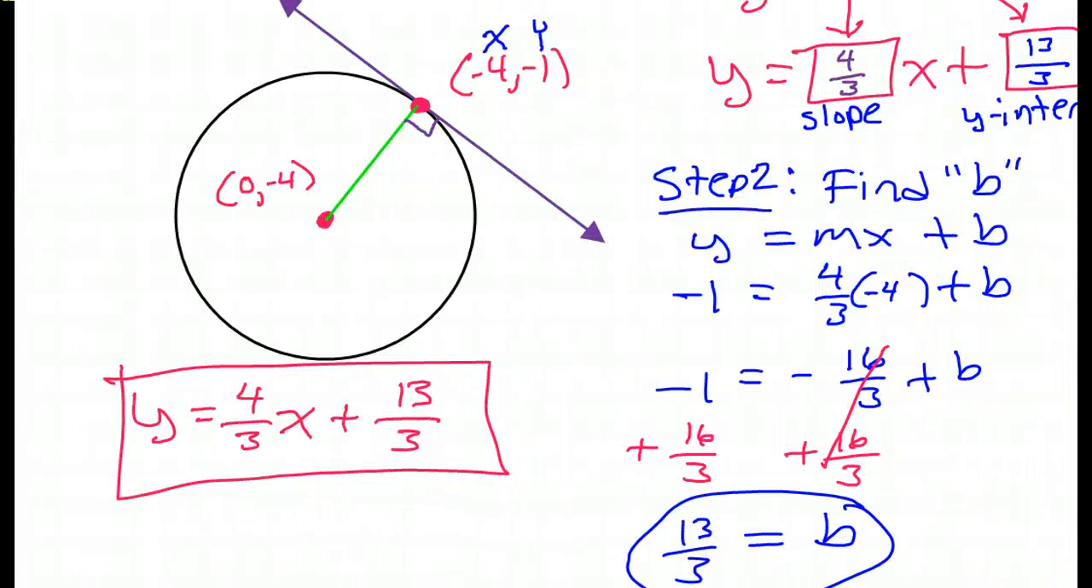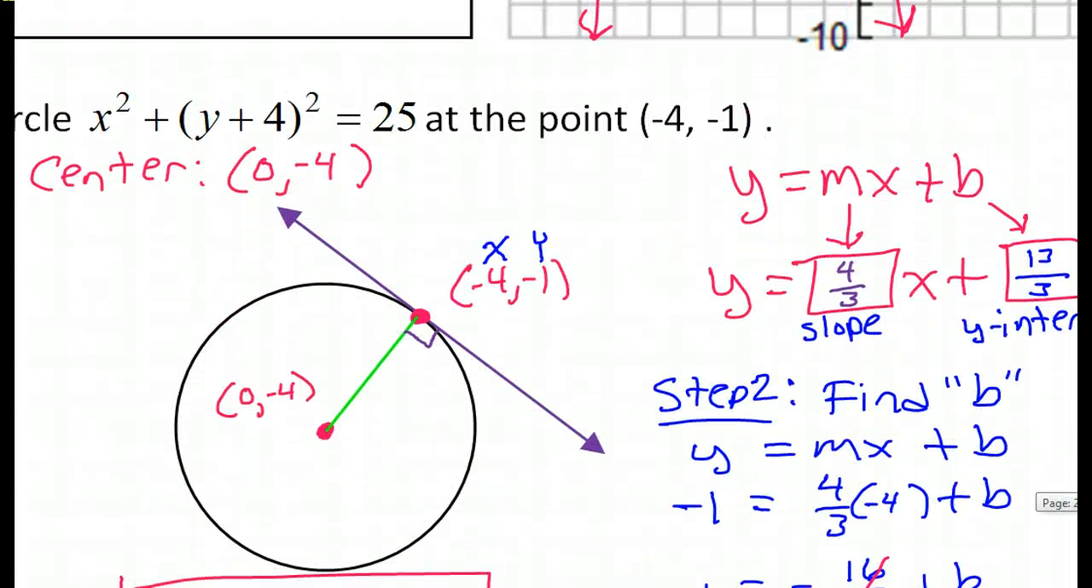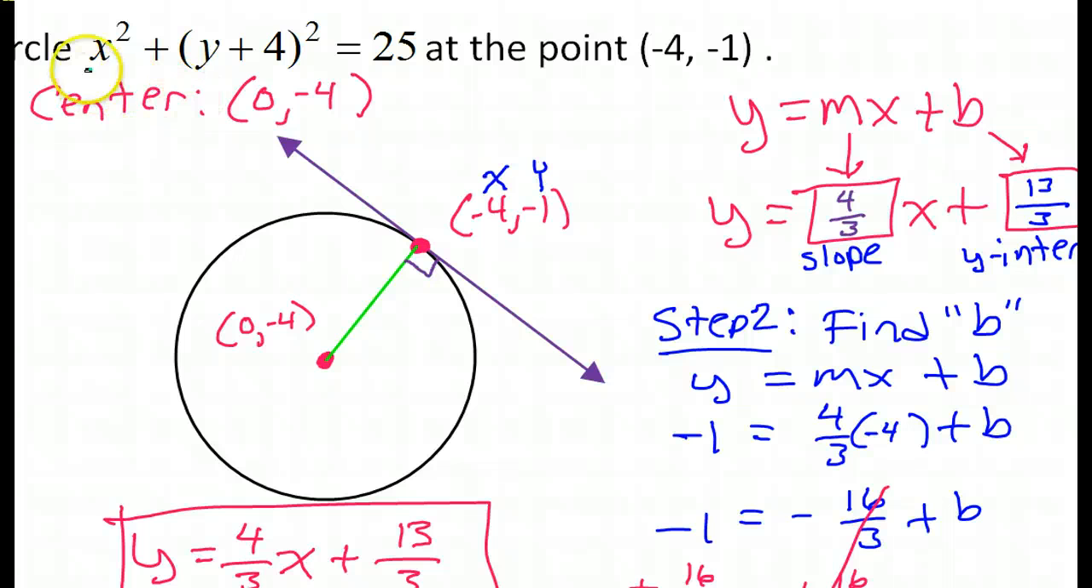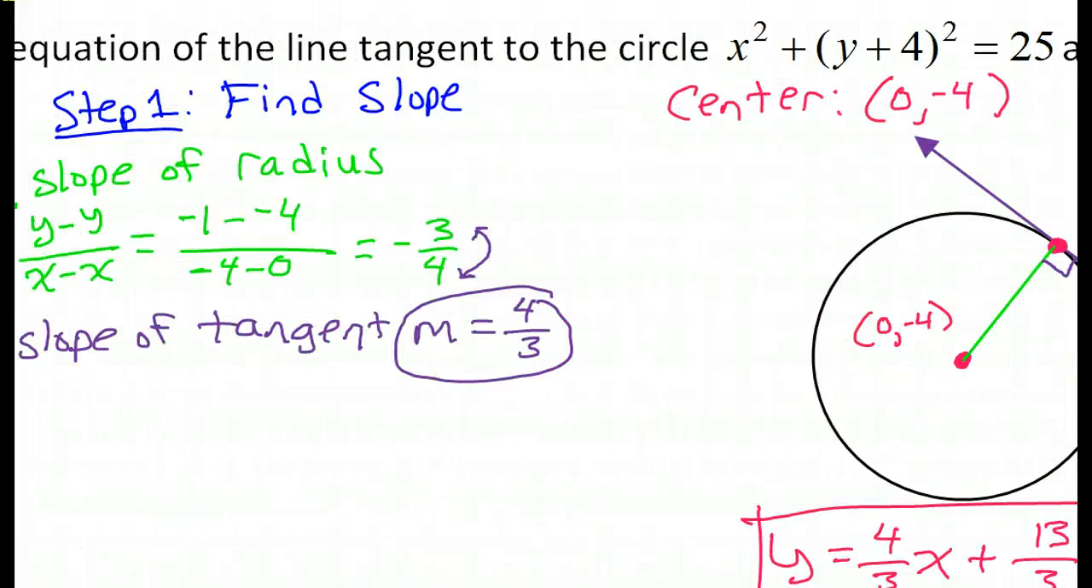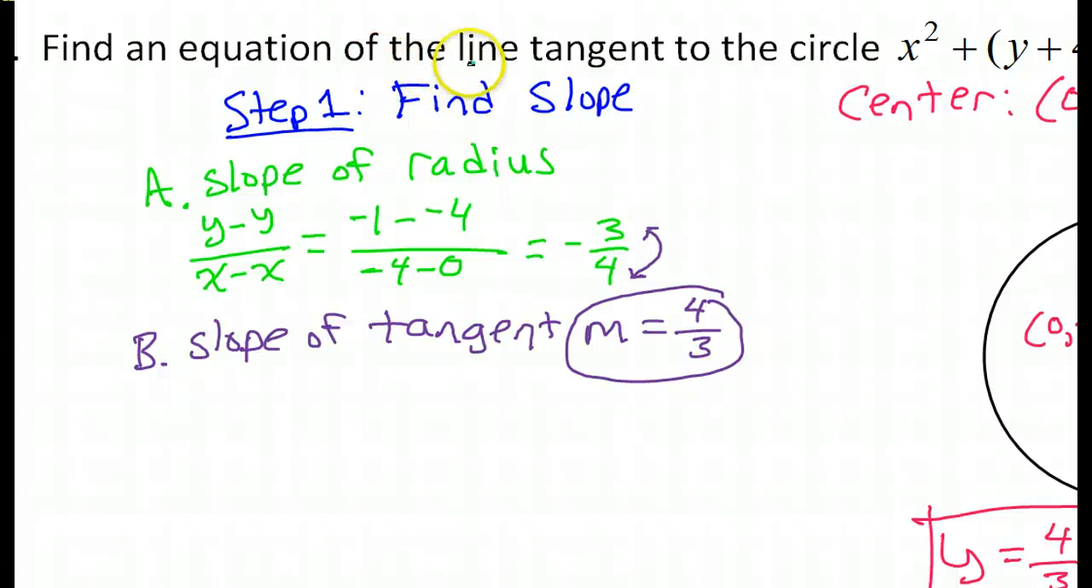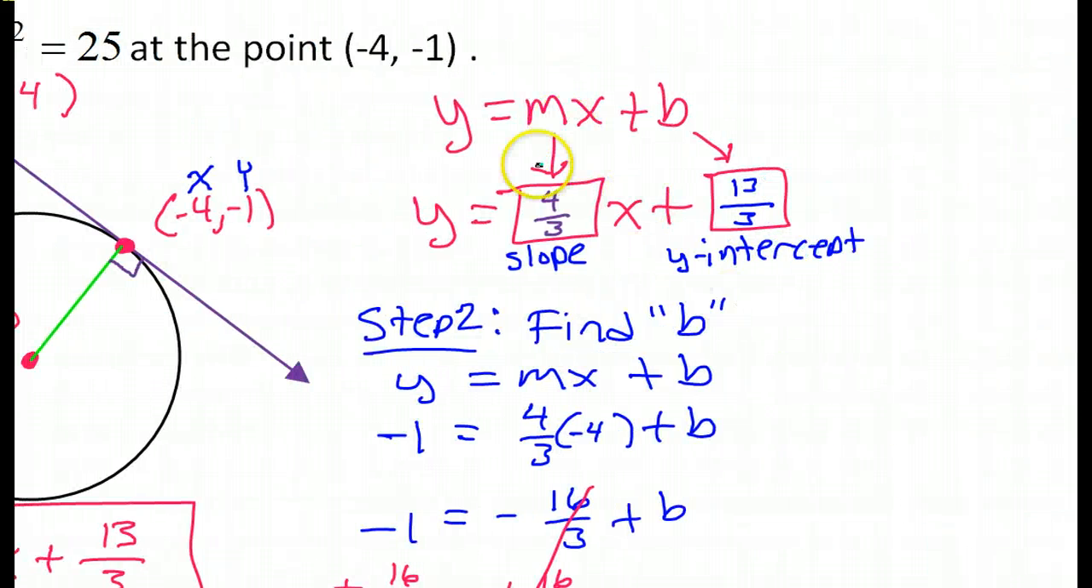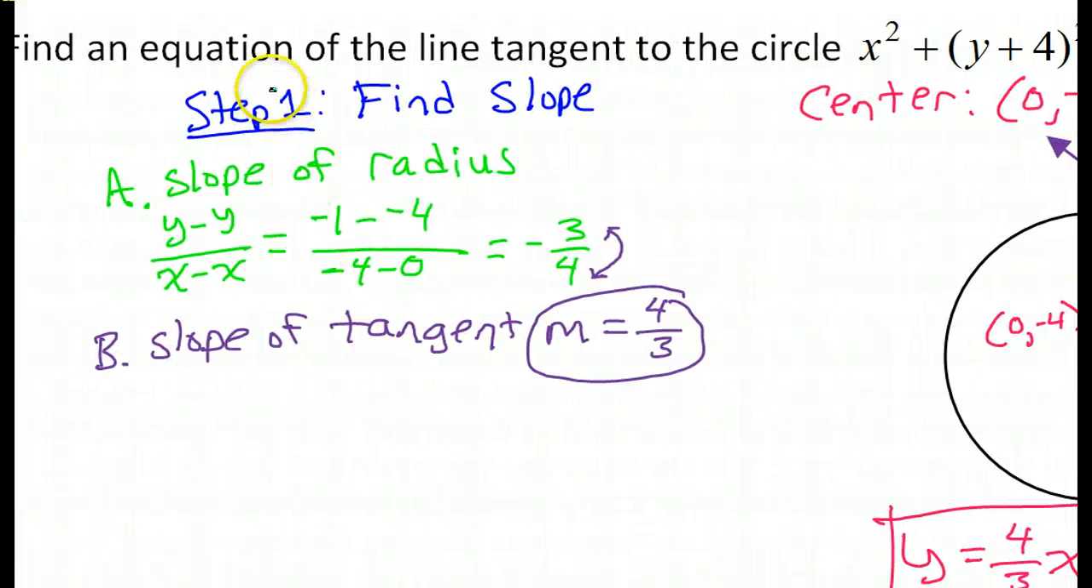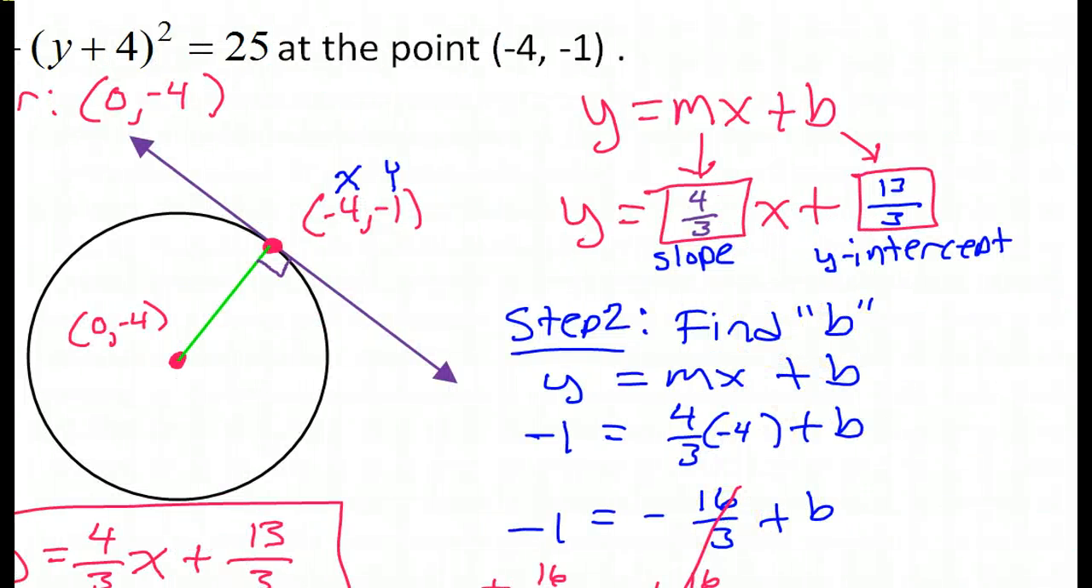Okay, one more time, just quickly in summary. The way I found this, let me just run through all the steps fast. First, I looked at the equation, I got the center. Then I drew a picture with the center and the point of tangency, and this purple is a tangent line. I understood that since I'm being asked to find an equation of this line, that had to be like y equals mx plus b. So I needed to find the slope and the y-intercept. That's why step 1 is to find the slope, and step 2 is to find the y-intercept, b.